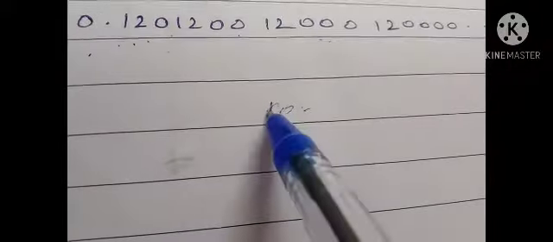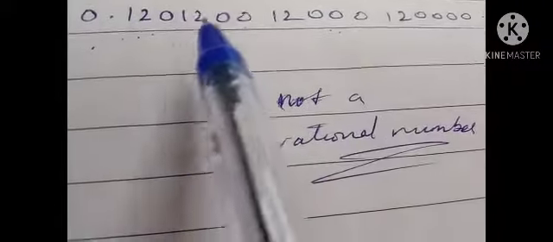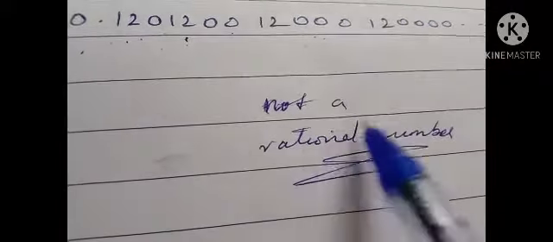Non-terminating, non-repeating means it is not a rational number. It is not a rational number since it is a non-terminating, non-repeating decimal expansion. So it is not a rational number.